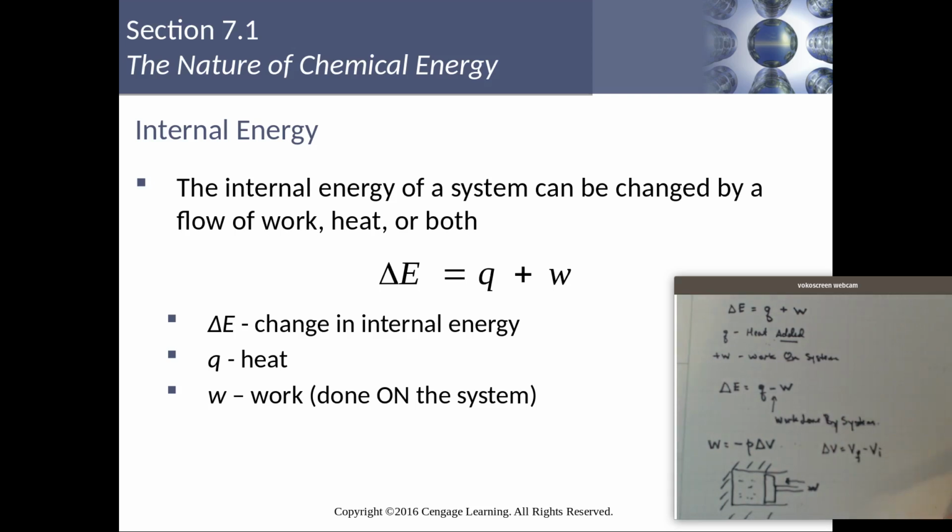On the other hand, if I have something that's very compressed, and I allow the system to expand, my initial volume is small, my final volume is large. This is a positive number. Delta V is positive, and work is a negative number. Pressure is constant in this case, maybe due to some pressure on the outside here. I removed energy from the system, but you see I get the sign right.